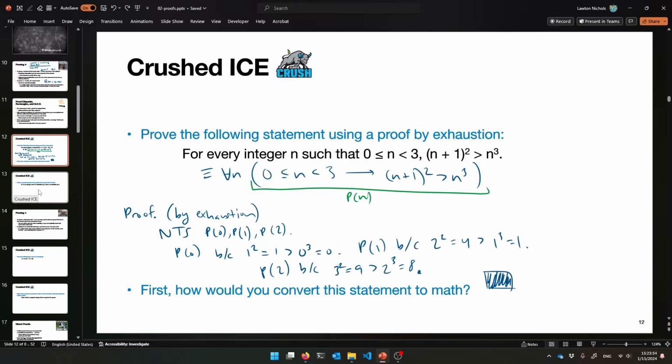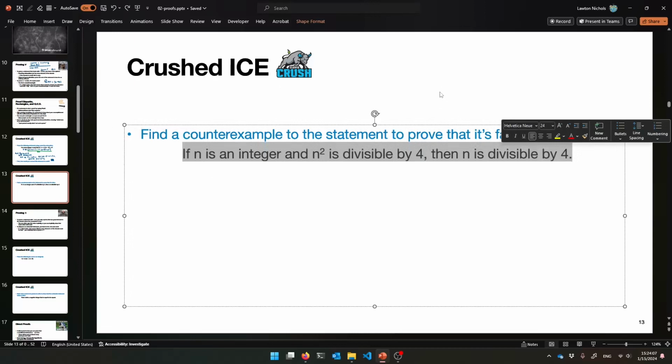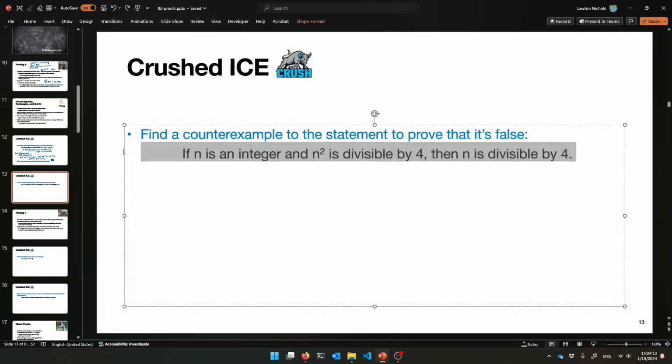All right, so now let's do a harder one. Here's a question for you. I really highly encourage you to try this yourself. That's how you learn how to do proofs. Find a counterexample to the statement to prove that it's false. So this is a statement that is apparently not true, and so I want you to try converting it to math first. That would help, and then show that there's a counterexample. Show that it's not always true.